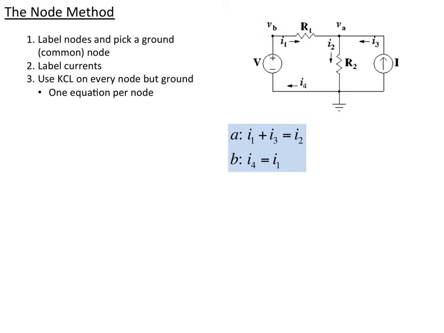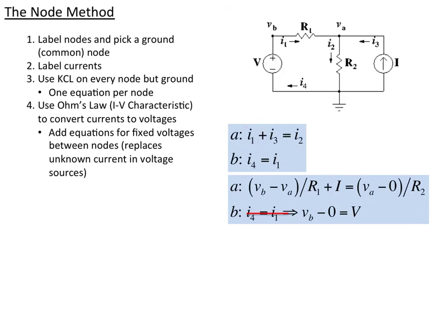Then at node B, I have I4 flowing in and I1 flowing out, so I4 and I1 are equal to each other. So already I see that I've made a simplification. I don't need an I4. Note that while we calculate voltages at nodes, usually it's the sum of currents at nodes in the node method that we use to solve the system.